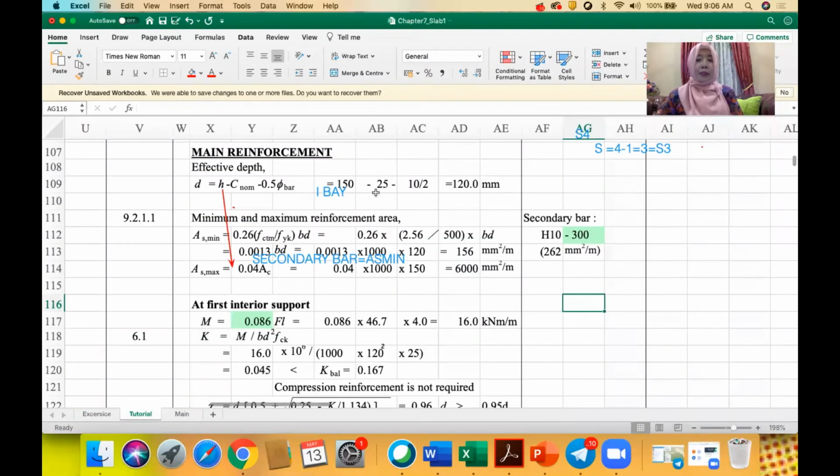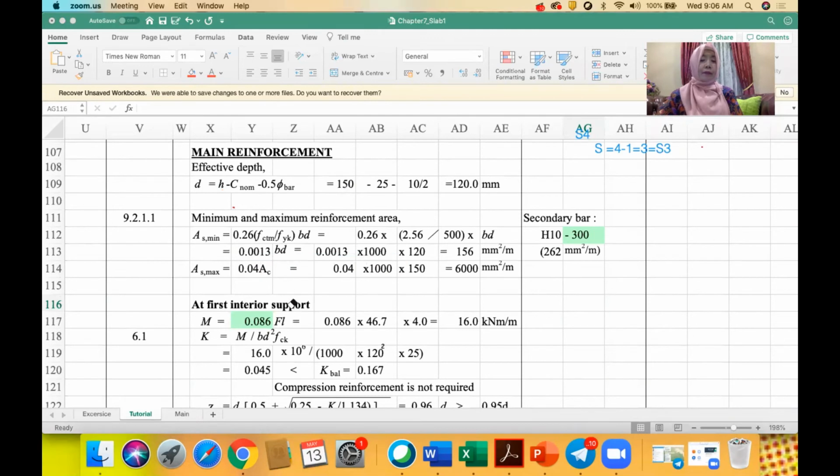Okay, back to our design here. This is the secondary bar, H10 at 300. Okay, now we start with our design.